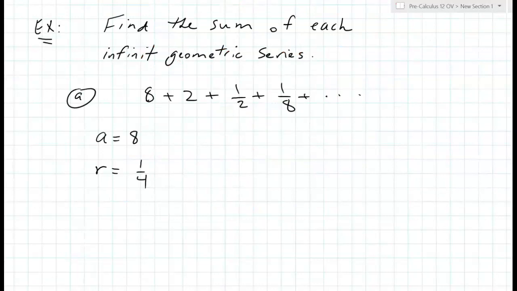So let's look at this example. Find the sum of each infinite geometric series. We're going to go through a couple of examples. The first one is 8 plus 2 plus half plus 1/8. We want to find if there's a sum, and if there is, what it is. Okay.